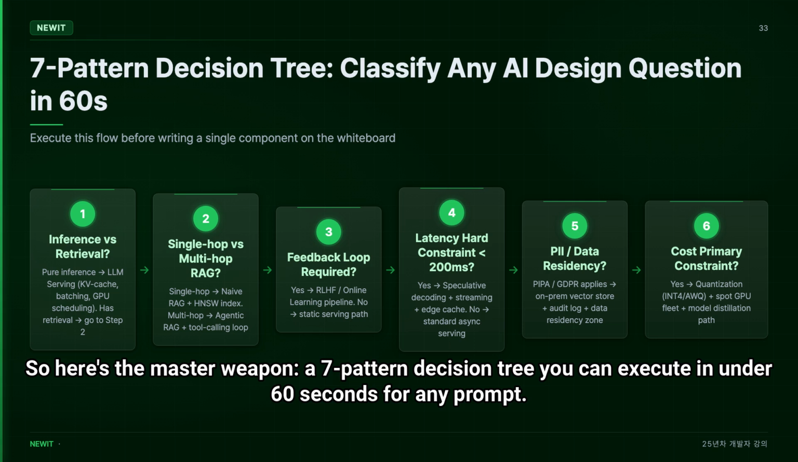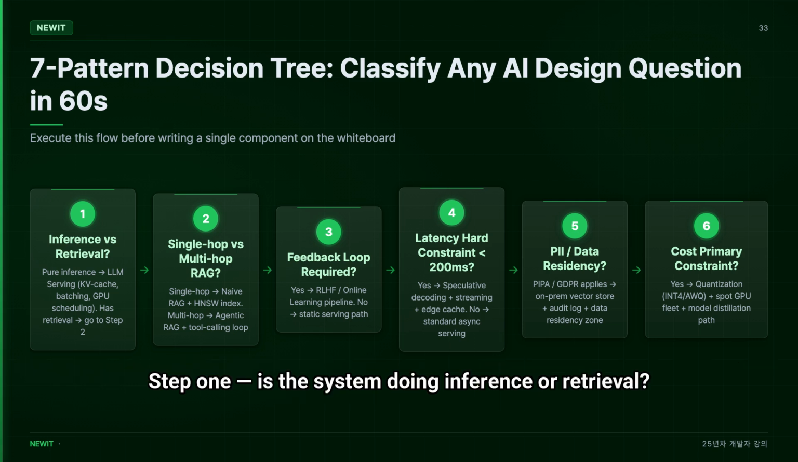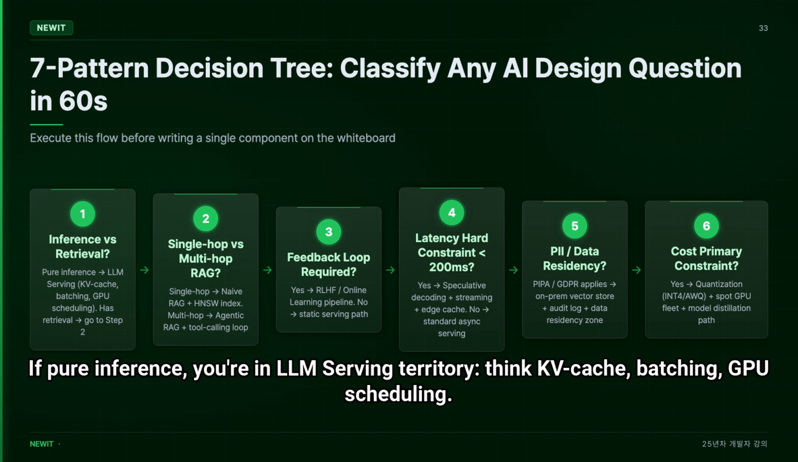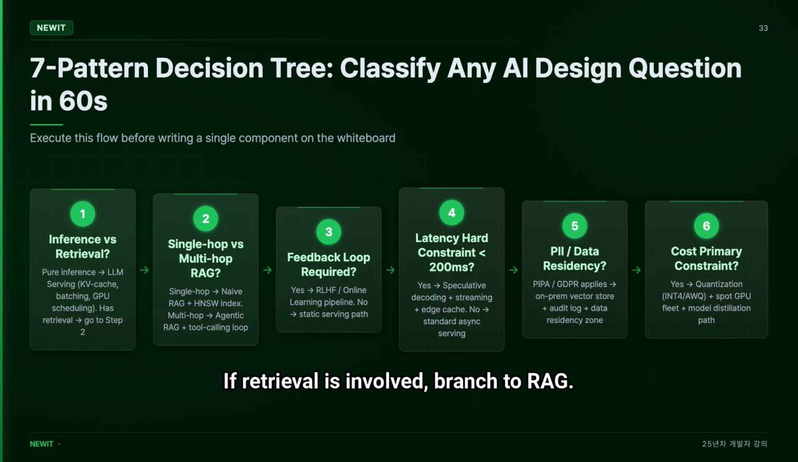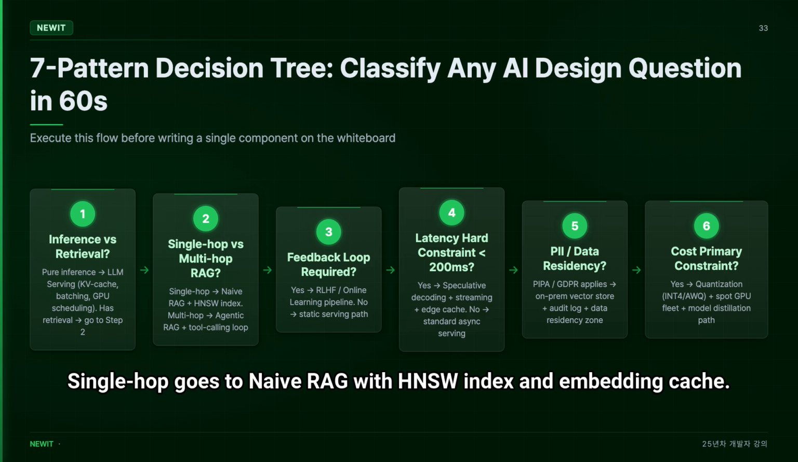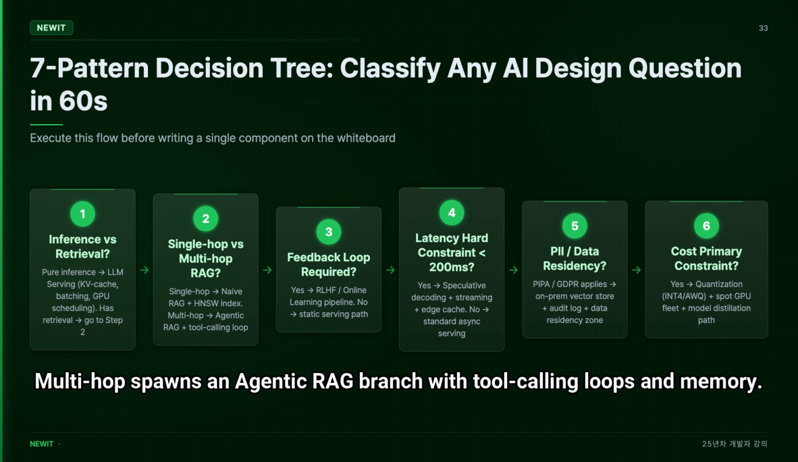Step 1. Is the system doing inference or retrieval? If pure inference, you're in LLM serving territory. Think KV cache, batching, GPU scheduling. If retrieval is involved, branch to RAG. Step 2. Is the RAG single hop or multi-hop? Single hop goes to naive RAG with HNSW index and embedding cache. Multi-hop spawns an agentic RAG branch with tool calling loops and memory.